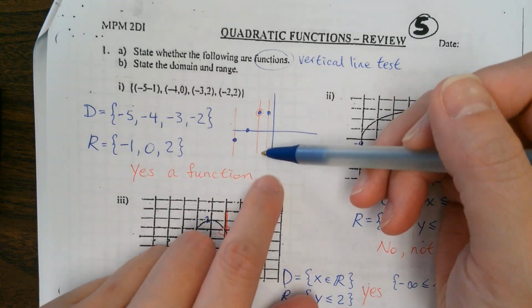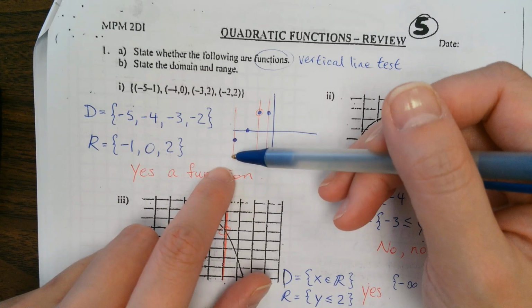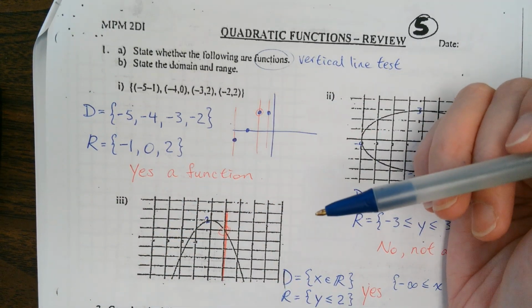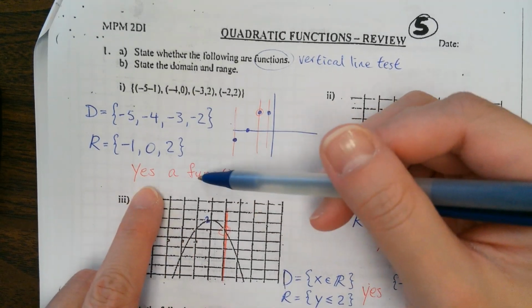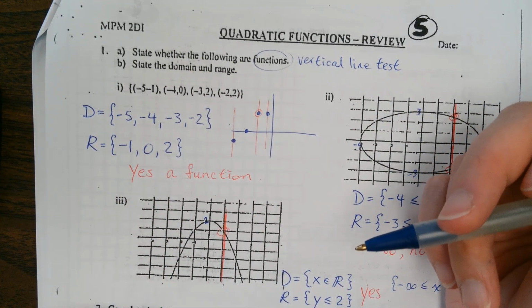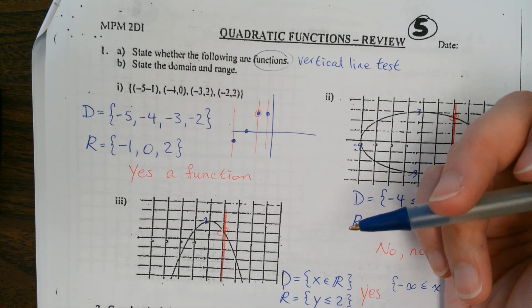So for example, in this one, I could draw that vertical line anywhere. How many points does it go through? 1. And so, yeah, it's a function. Ta-da! There you go. So in grade 11, you guys better ace that chapter.